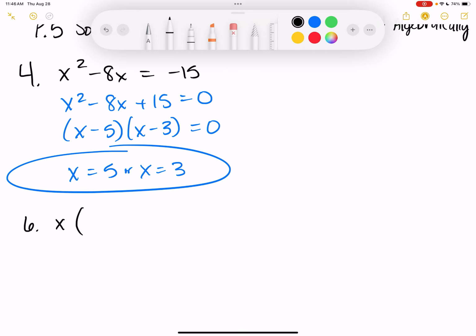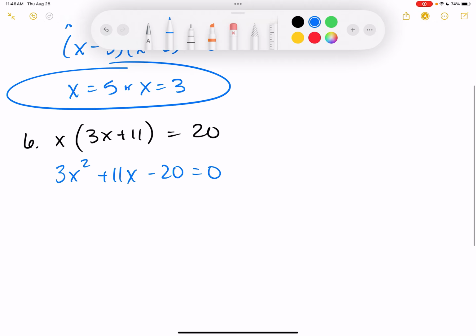Number 6: x times 3x plus 11 equals 20. How to do this one? So I'm going to distribute and move the 20 over. So 3x squared plus 11x minus 20 equals 0. Is this factorable? No, let me see. Only with decimal numbers, so we can't do it. So we are going to have to do this one graphically.